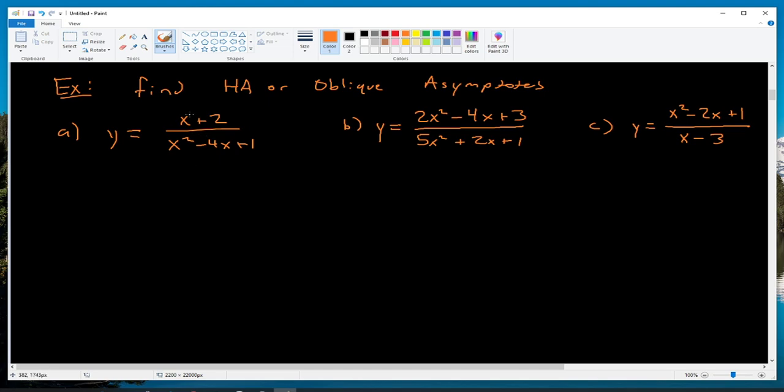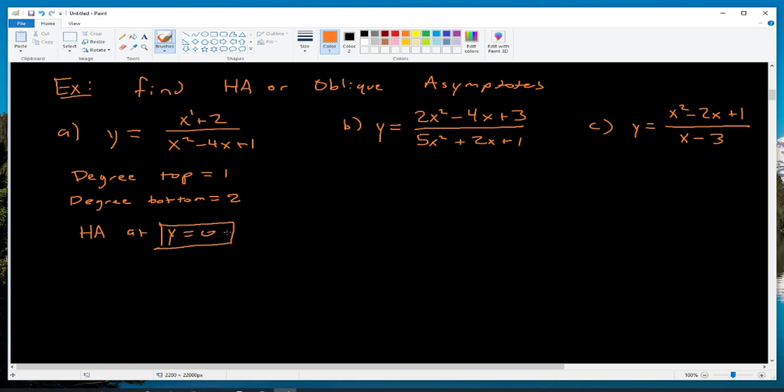So in the first case, the degree of the top is 1, the degree of the bottom equals 2. So the degree of the top is less than the degree of the bottom. So in this case, we have a horizontal asymptote at y equals 0. The top is smaller than the bottom, so this generates a horizontal asymptote instead of an oblique, and it's at y equals 0.